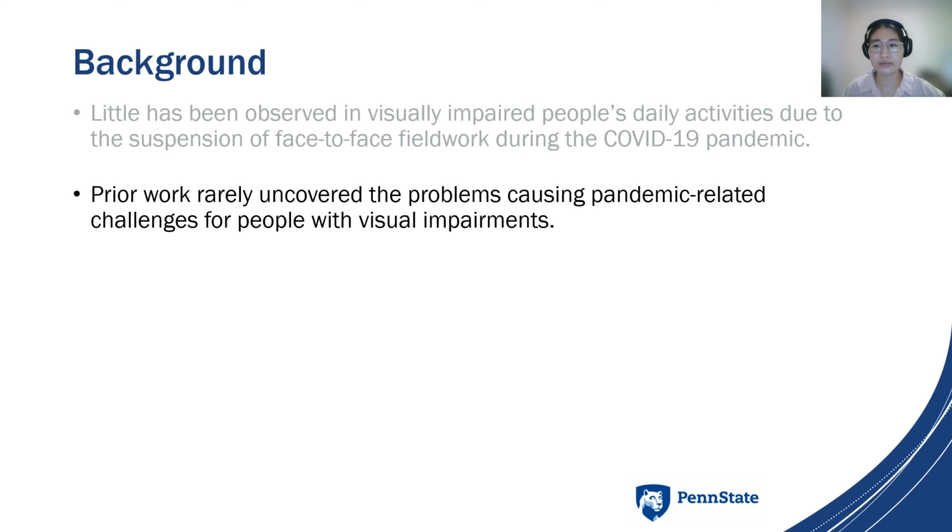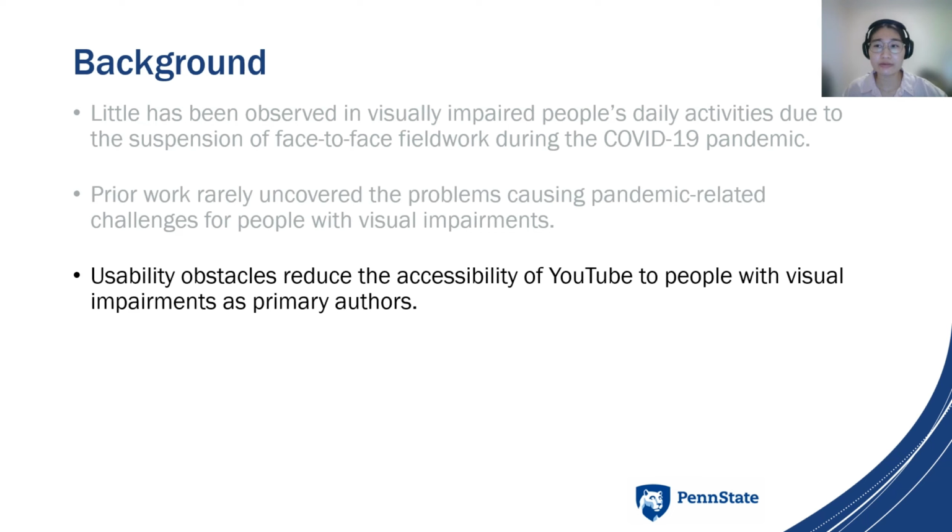Additionally, prior work mainly focused on people with visual impairments' challenges during the pandemic and proposed mitigations targeting specific ones, and rarely uncovered the problems causing pandemic-related challenges for people with visual impairments. And a little bit more background about research on the visually impaired community on YouTube.